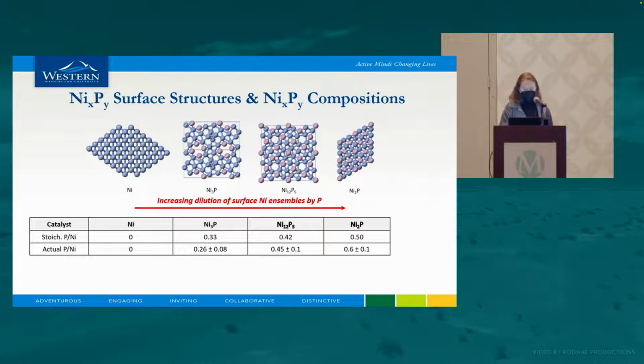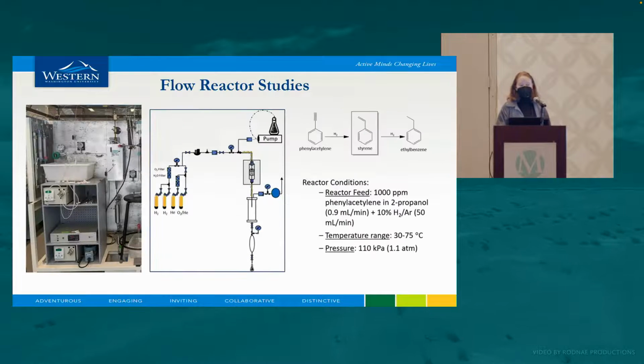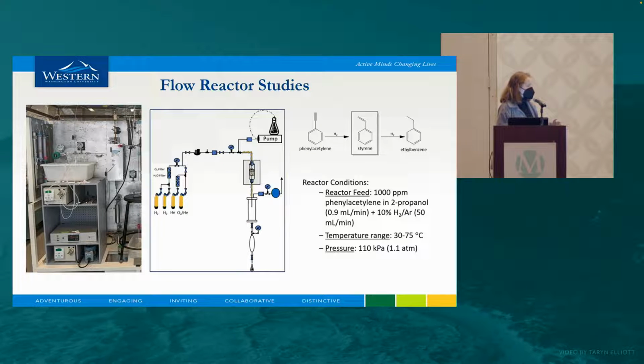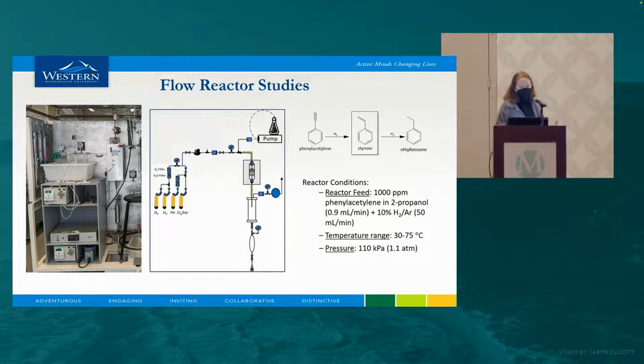ratio of 0.5. And to actually test these catalysts, we use a trickle bed reactor, and here you can see the one that we actually use in the lab, as well as a little schematic so it's easier to tell what's going on. So we make 1,000 parts per million of phenylacetylene, which is our triple bond over here, and we put it into 2-propanol as a solvent. We then pump it very slowly, about 0.9 milliliters per minute, under 10% hydrogen gas, through our catalyst. We collect it at the other end over here, over a range of 30 to 75 degrees Celsius.